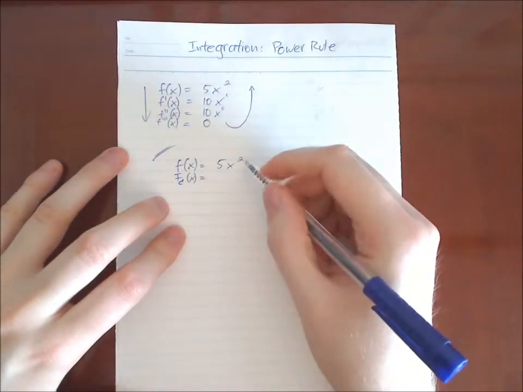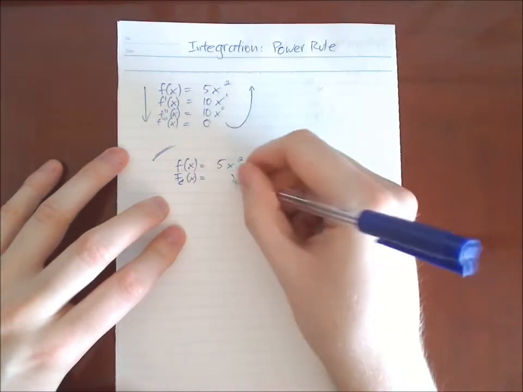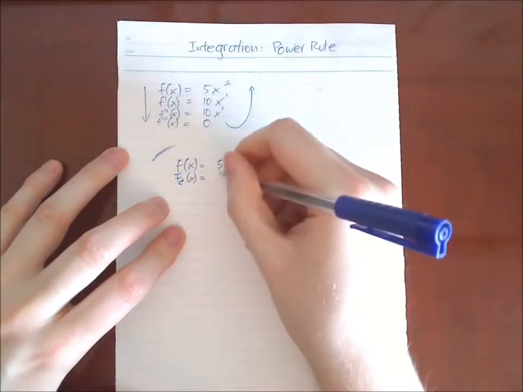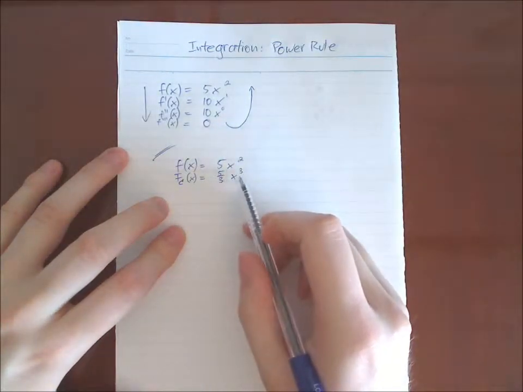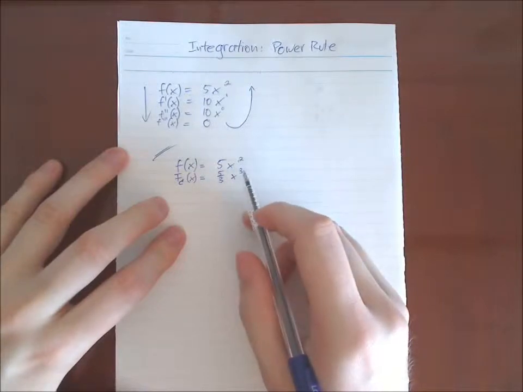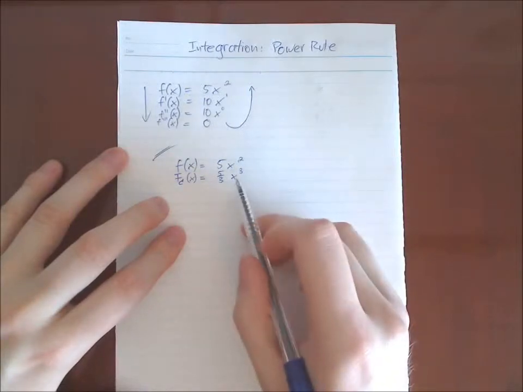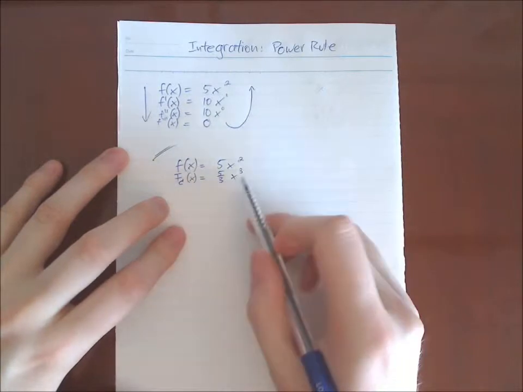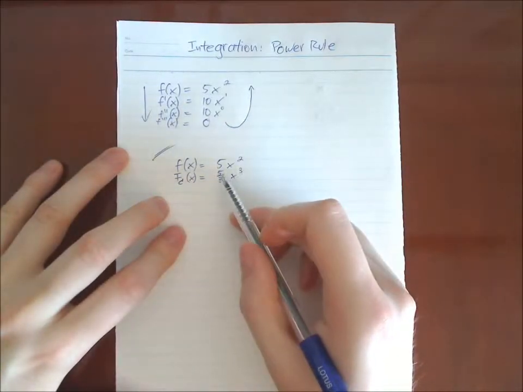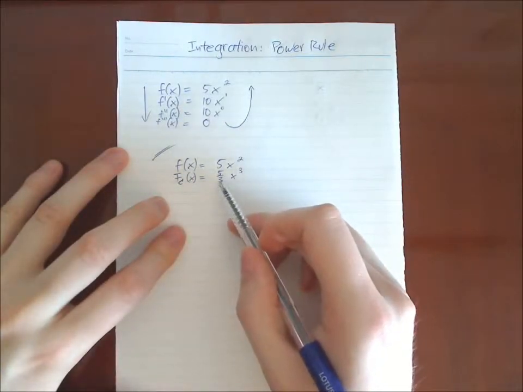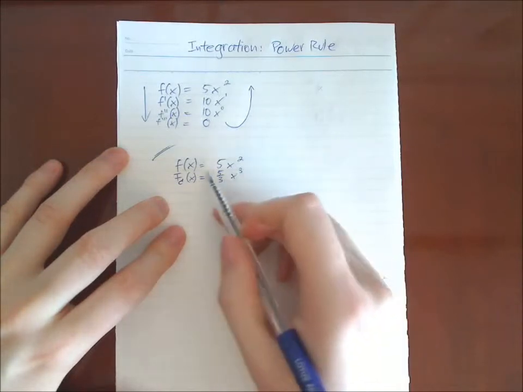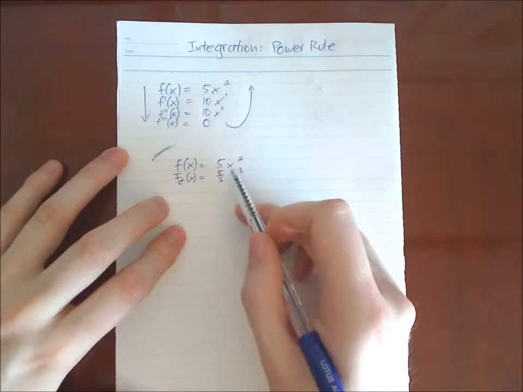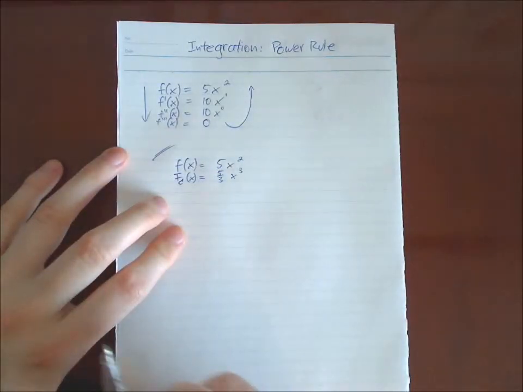So integration, as I said, we increase the power and we divide the old coefficient by the new power. So that you can always do, you can always make the test, like differentiate the integrated function. And so we multiply 5 divided by 3 with 3, so we end up with 5, and we subtract 1 from the power, so we end up exactly with the function that we had before.